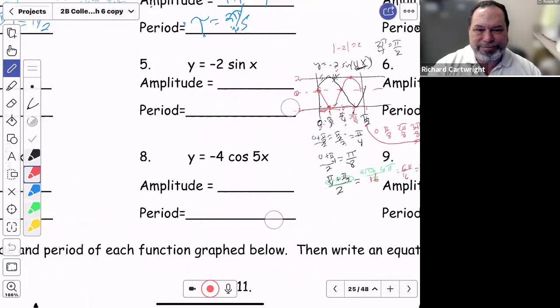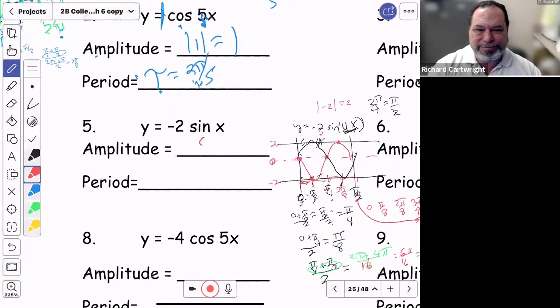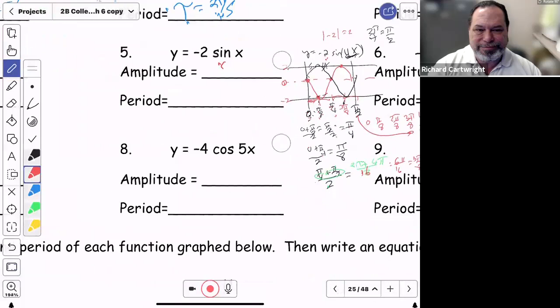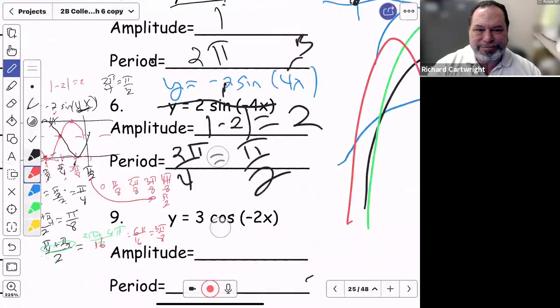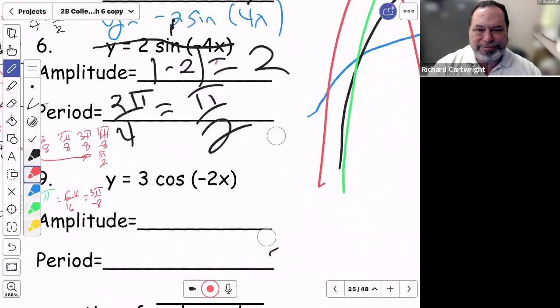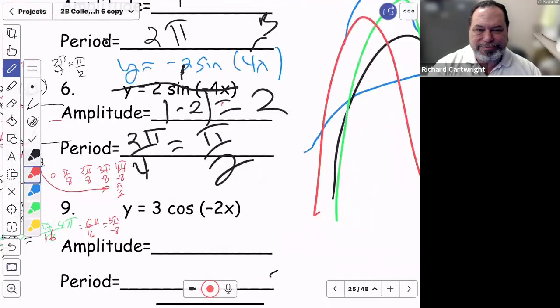Let's do a couple more. Let's do the sine curve. Does that change? It's the same idea. We've done sine curves. What did I just do? Oh, I did this one here. I did the negative four. How about the cosine with the negative number? Back to my cheat sheet.